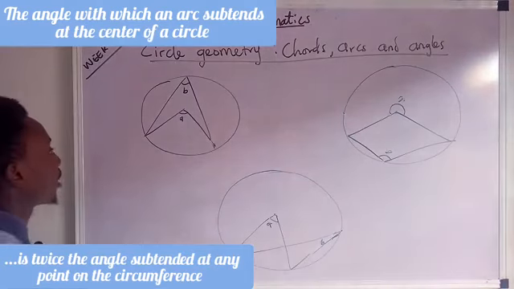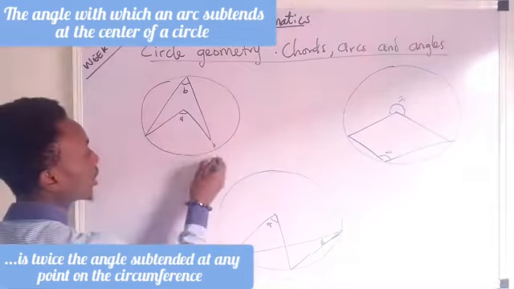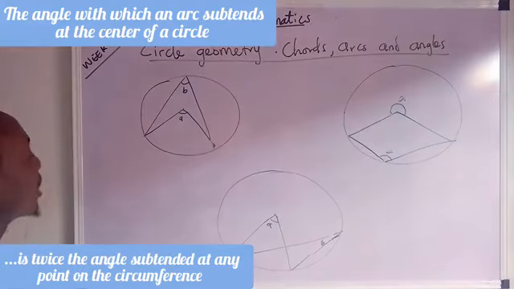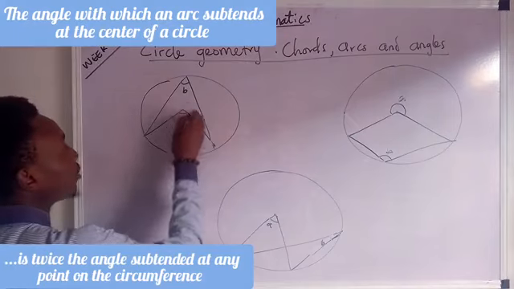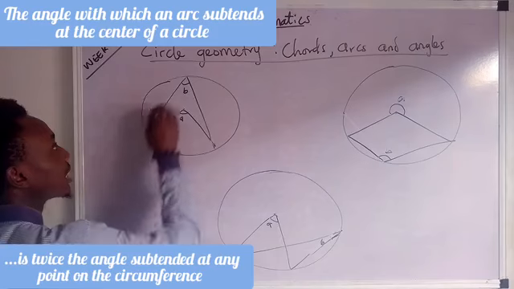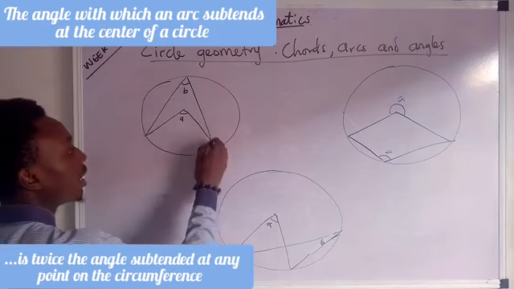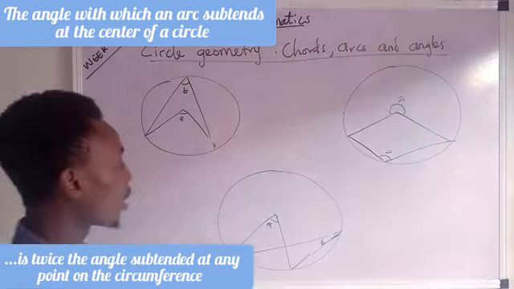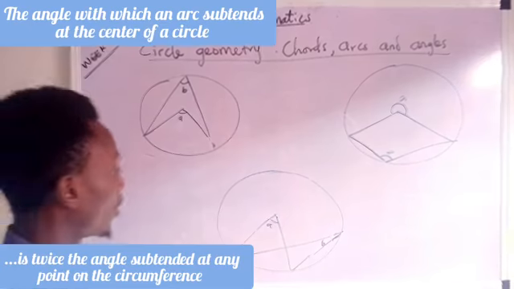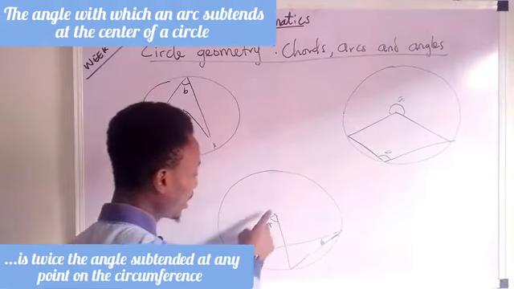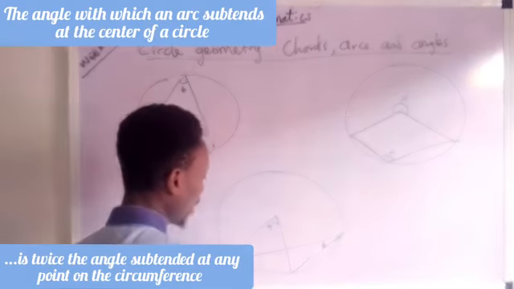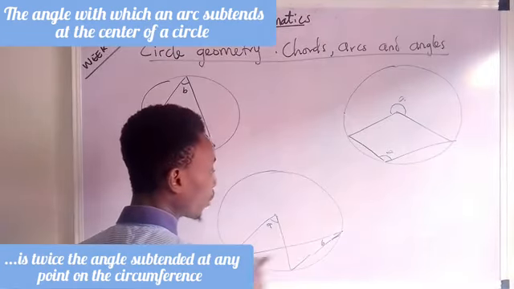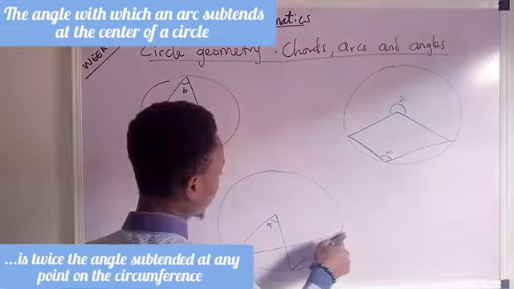Take note of what I'm saying. This is the arc here. Now the angle with which this arc is subtended at the center of the circle is A here, and this is an angle which is subtended on another point on the circumference. Also take a look at the second diagram here. A here is subtended. This is the arc here. Now this angle is subtended at the center, but it's also subtended on another point on the circumference.